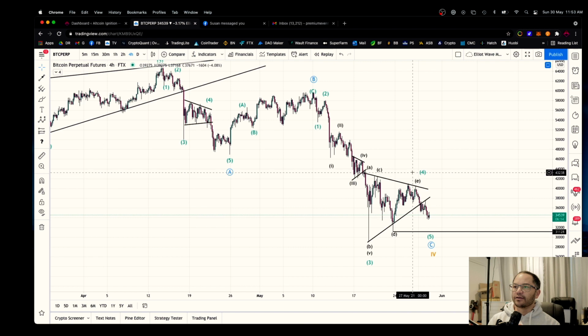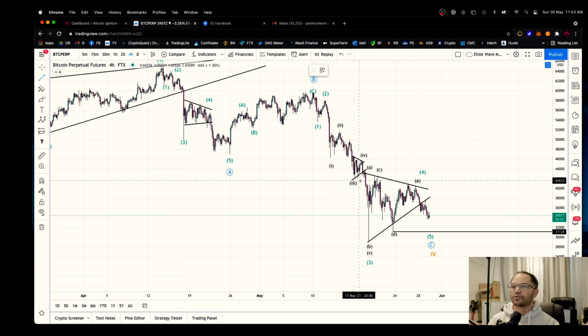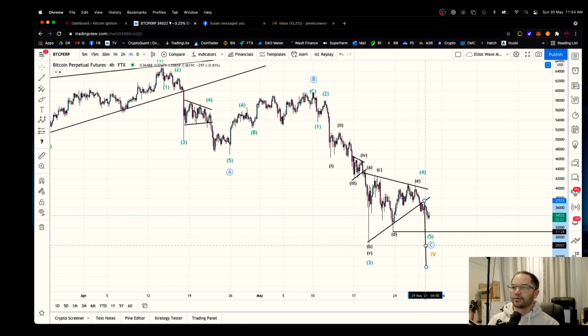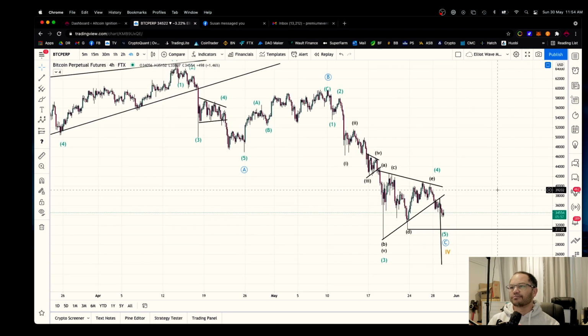And now the target for this. There are two different ways to measure the target out of a symmetrical triangle like this. The most traditional way is to take the widest point of the triangle like that, measure the move, and then throw that in there. I mean, it works a lot of the time, but it's not always correct.